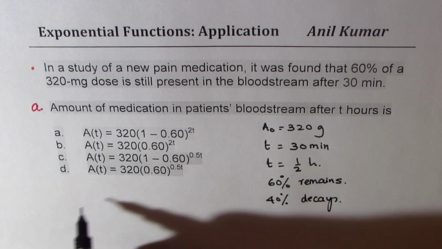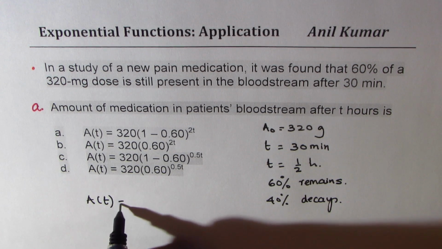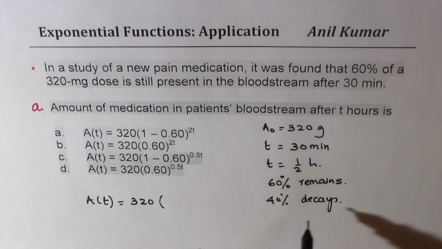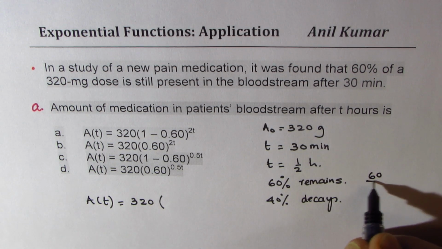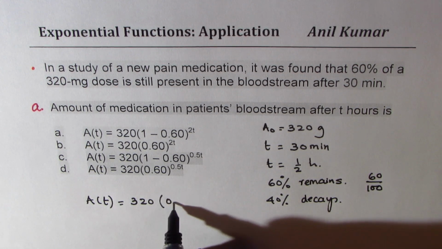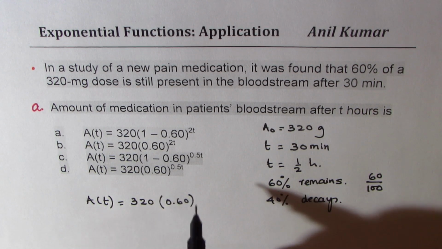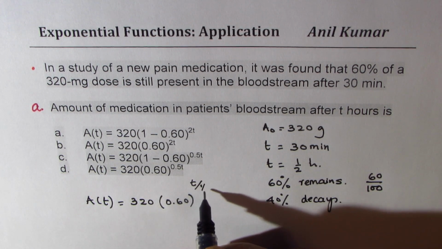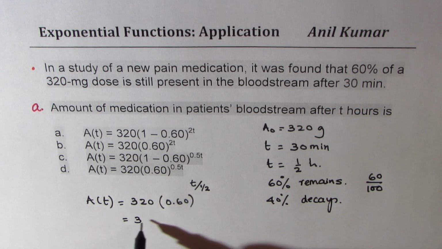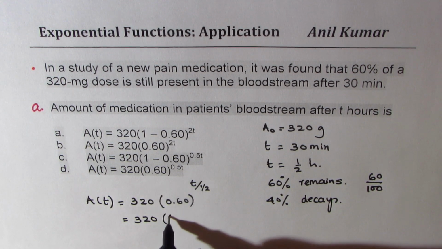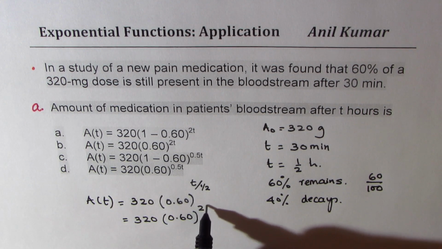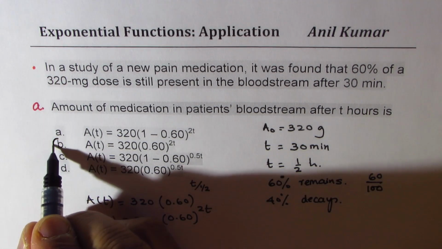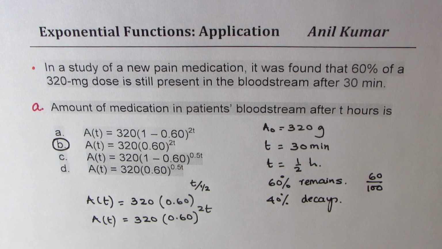Now, based on this information, we can always write that the amount which remains will be the initial amount of 320 times 60%. So 60% is 60 over 100, which is 0.60, to the power of t over half an hour, right? So over half, which could be written as 320 times 0.60 to the power of 2t, right? So that becomes the formula, which matches with option B. So that is the right answer for us, right?